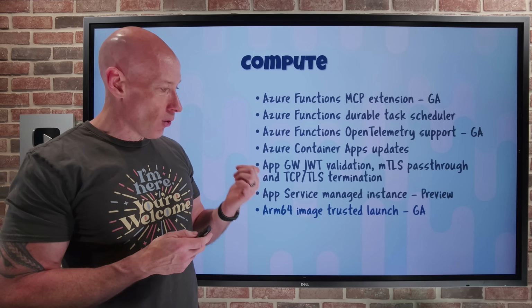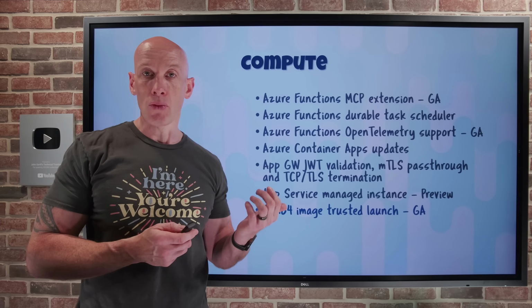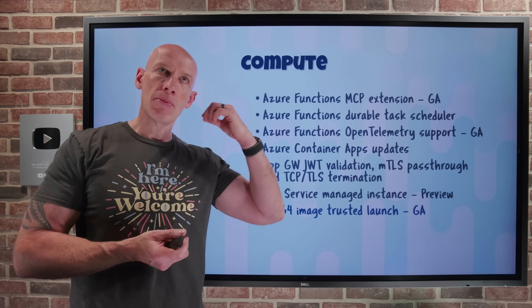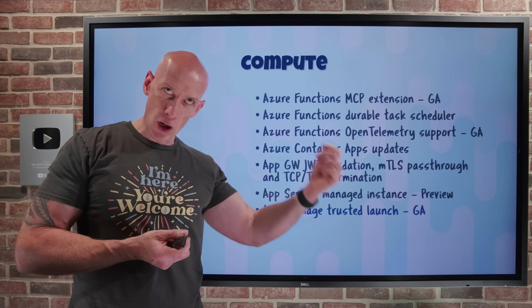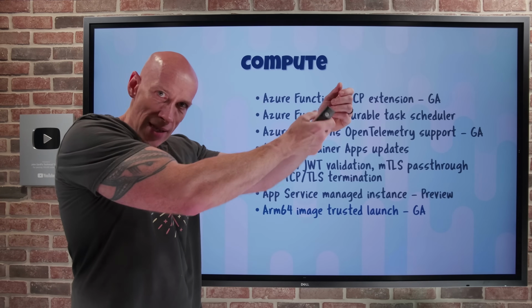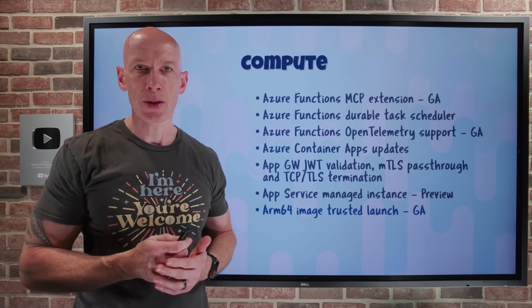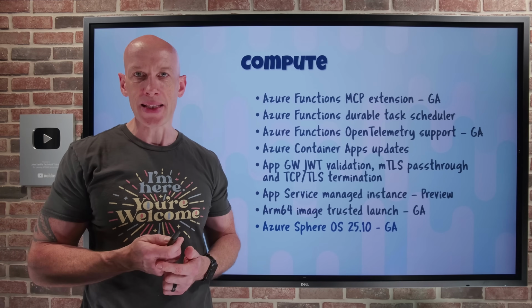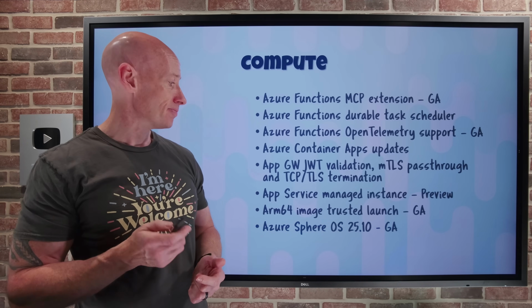And ARM64 images now can support trusted launch in GA. So I have an ARM64 image in the marketplace. It can be a Gen 2 VM, which means it gets the virtual TPM, which means it can use secure boot to attest from the hardware through to the OS, and I get that full trusted launch experience. And Azure Sphere OS 2510 is GA. That's really used by Internet of Things devices.